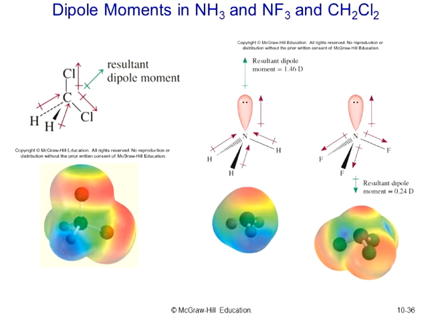What about the dipole moment in some other species? Let's talk about what happens in methylene chloride. In the case of methylene chloride, we have a pull on the electrons toward the chlorines, and we have a pull away from the hydrogens toward the carbon to give us a resultant or overall dipole in the direction of the chlorines. So there are polar bonds and the molecule is polar.